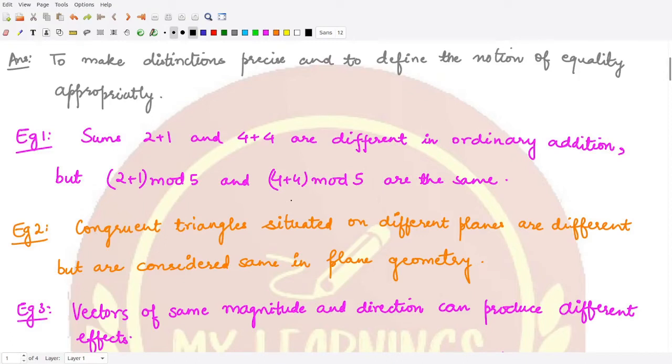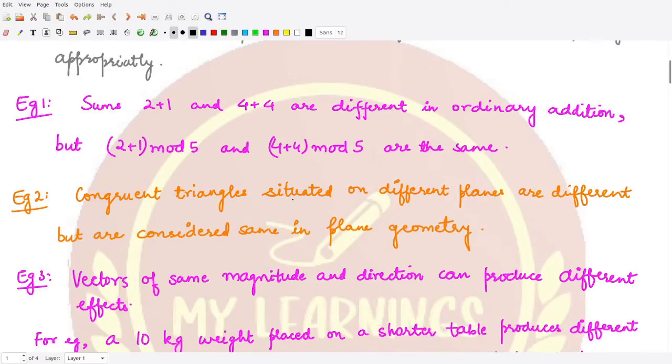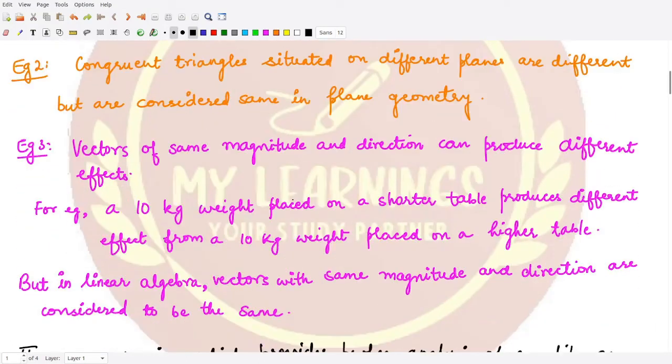Let's see another example about vectors. Suppose we have vectors of the same magnitude and direction. Those vectors could be taken as the same, as in linear algebra. We take the vectors with the same magnitude and the same direction as the same vectors. However, they could also vary according to their positions. For example, their effects could also be different.